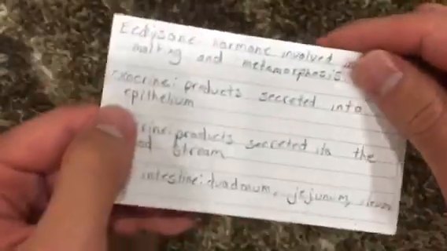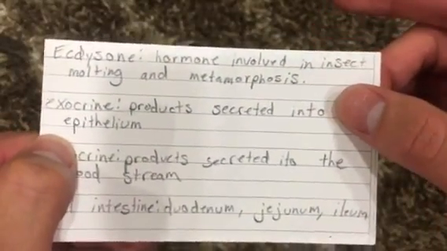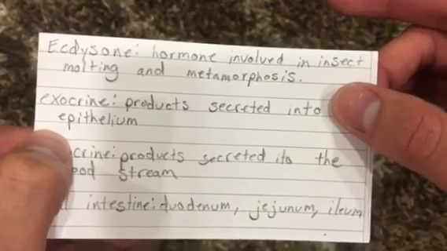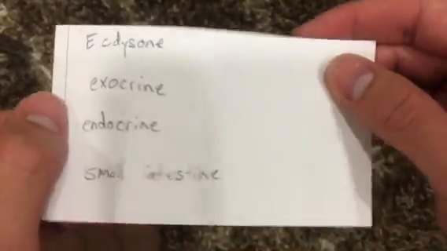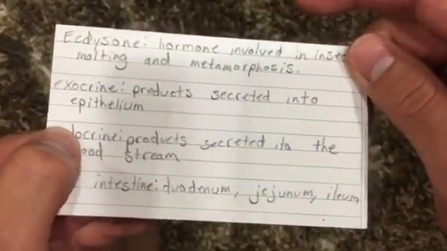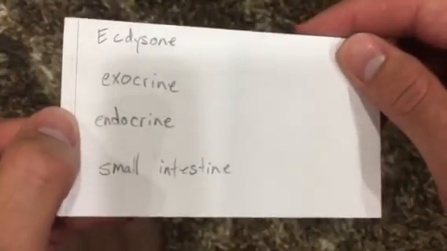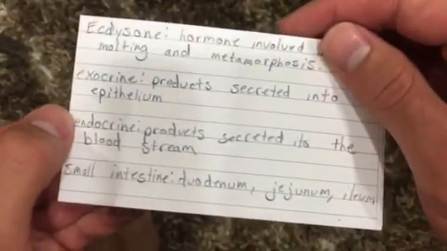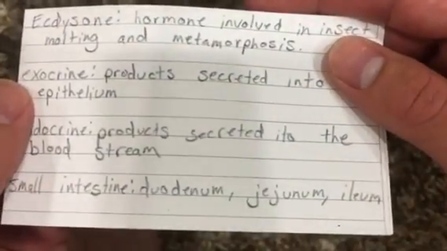Ecdysone, hormone involved in insect molting and metamorphosis. Exocrine, product secreted into epithelium. Endocrine, product secreted into the bloodstream. Small intestine, duodenum, jejunum, and ileum.